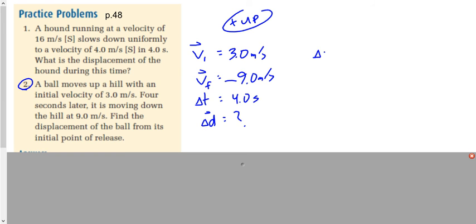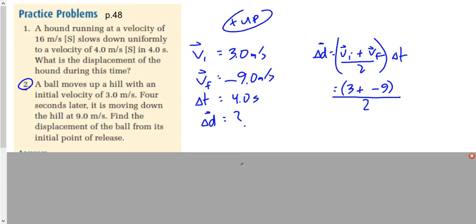I think I want to try d is equal to vi plus vf over 2 times t. But if you happen to try another one, that's okay. Probably end up coming back to this one at some point. 3 plus negative 9 divided by 2 times the time of 4.0 seconds. So 3 plus negative 9 is neg 6, neg 3. Neg 3 times 4 is neg 12 meters. So, yeah, our displacement is negative. It means we're further down the hill than where we started, which is to be expected given that we're moving faster down the hill than we were up the hill when we started. Good.